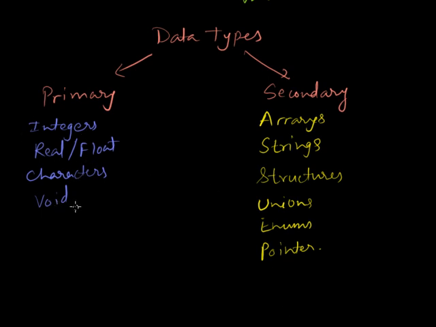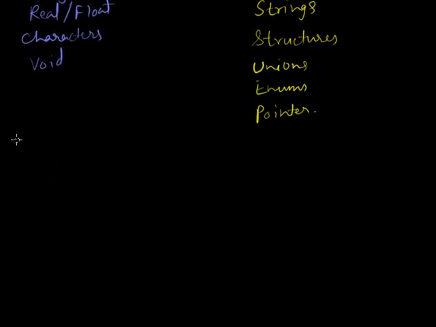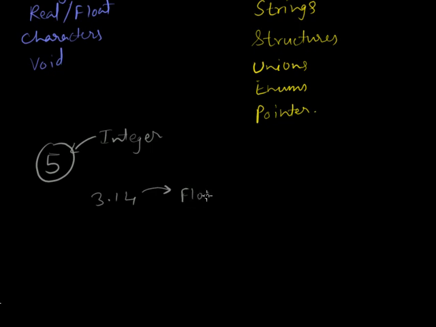Now the question comes, how do we determine the type of data? When I write just 5 here, this is a constant, and you can easily say that this is an integer constant, right? Similarly, the compiler also knows that this is an integer. If I say 3.14, by looking at it you can say that this is a float or real. It is similar with the compiler also.